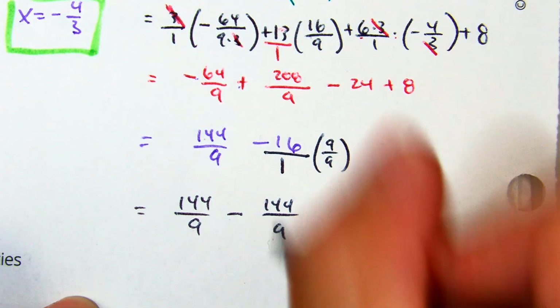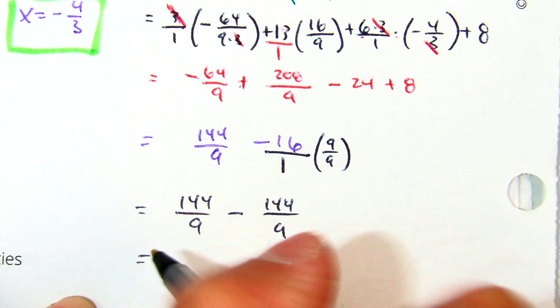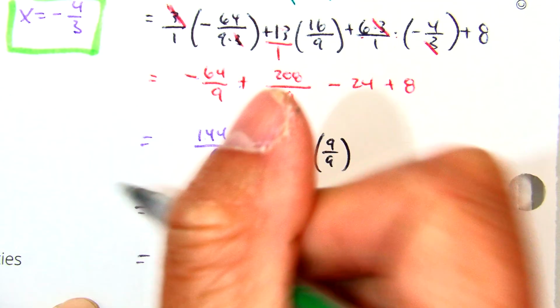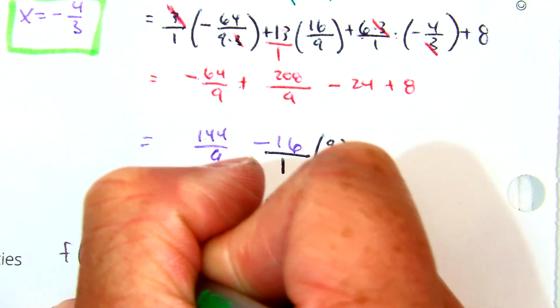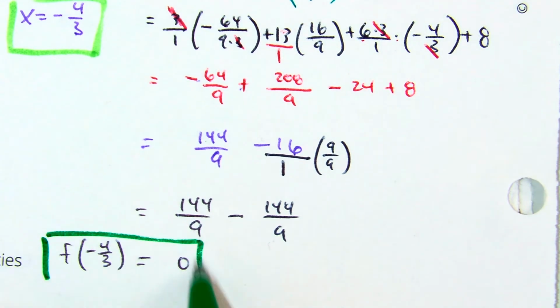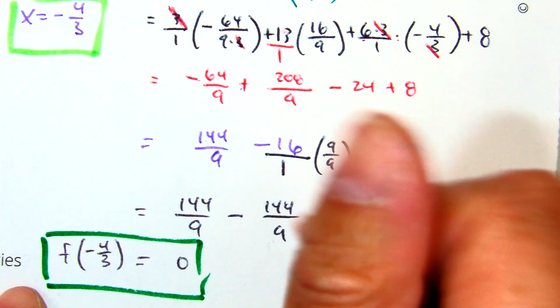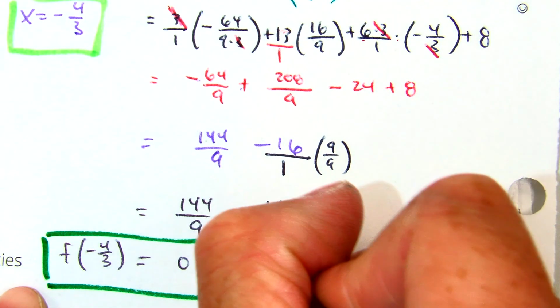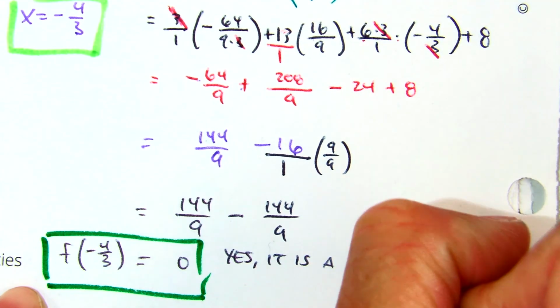So I have a positive, I have a negative. That equals 0. So f of negative 4/3 equals 0. Yesterday we learned that if your remainder is 0, then is it a factor? Yes. Yes, it is a factor. So there's our statement.